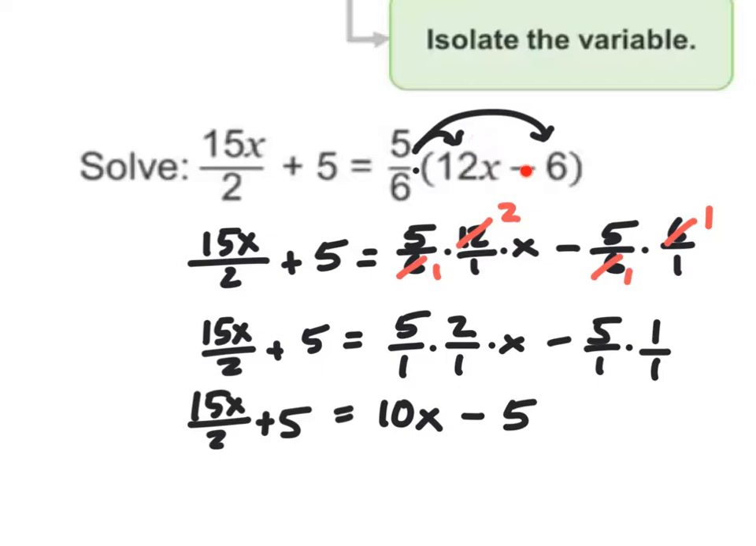So now that I've done the distributive property, and because we're using fractions, it's going to require a lot more steps. What I want to do is get all the variables on one side of the equal sign and all the numbers on the other. So what I'm going to do first, and it doesn't matter what I do, is get all my x's on the left side of the equal sign and all my numbers on the right. So the first thing I'm going to do is subtract 10x from both sides, so minus 10x, okay?